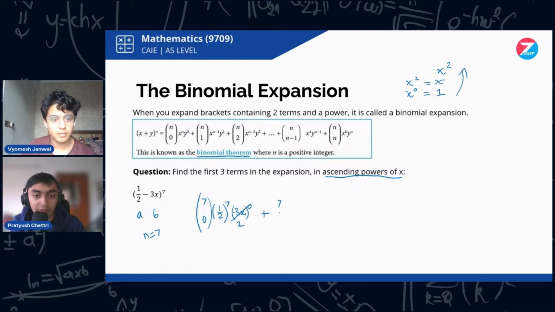So 7c1, and then we reduce the power of x by 1. We go down to 6, and we throw on minus 3x. And then we're going to do one more, because it says three terms. 7c2. Personally, I would write it like 7c2, because I don't like this form. But I'll just follow the thing here.